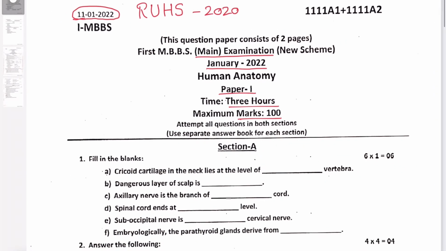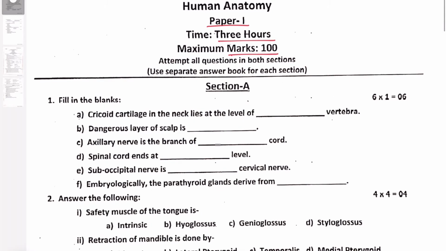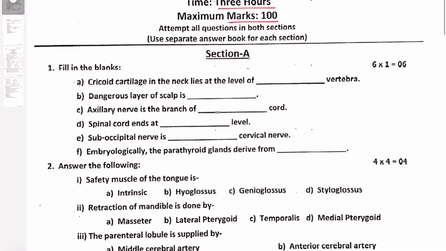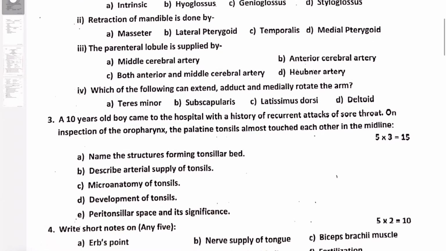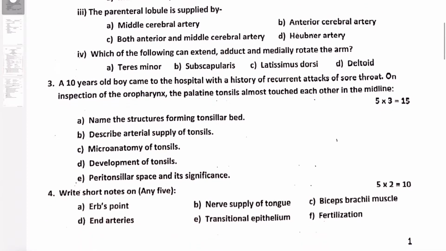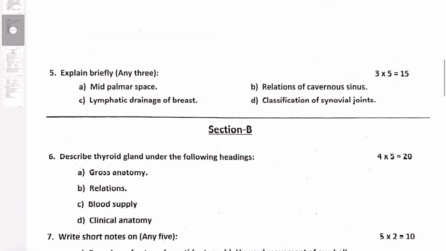It was having two sections. Section A, as usual, you know the pattern. There will be 6 fill in the blanks in section A, then 4 MCQs. Then there's a clinical question of around 15 marks, and then short notes of 5 marks, out of which you have to attempt any 5. 2 marks each, that makes 10 marks. And again there are short questions of which you have to explain only 3. These are 5 marks each, that makes 15 marks.